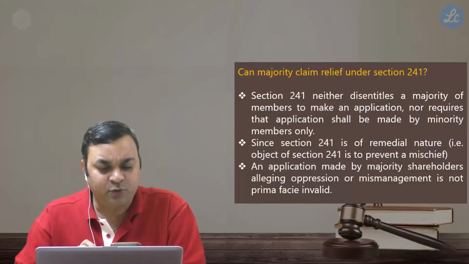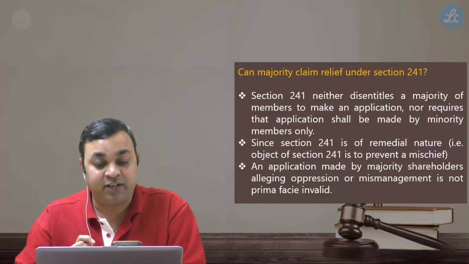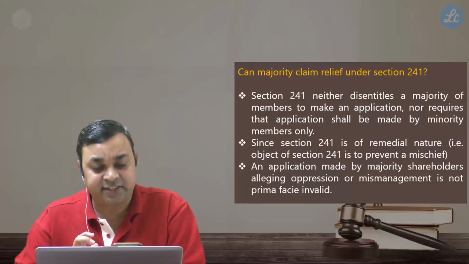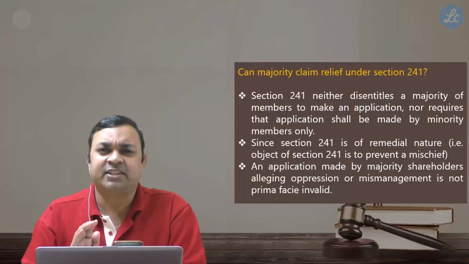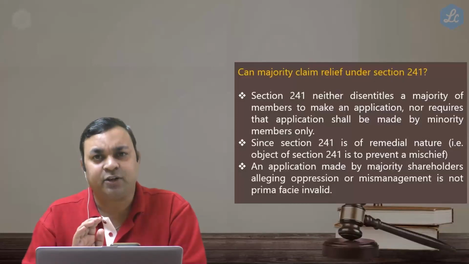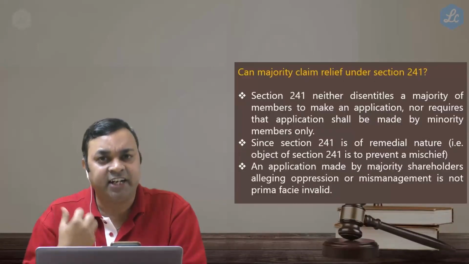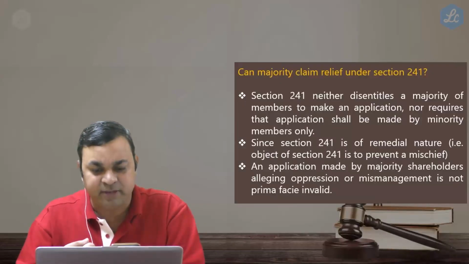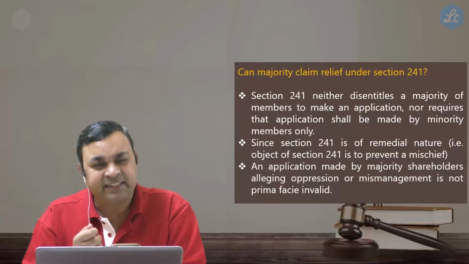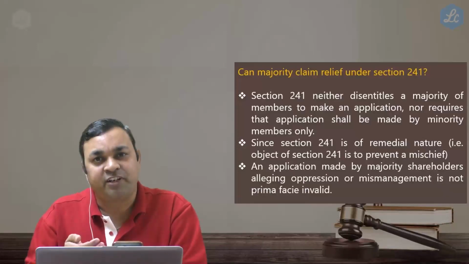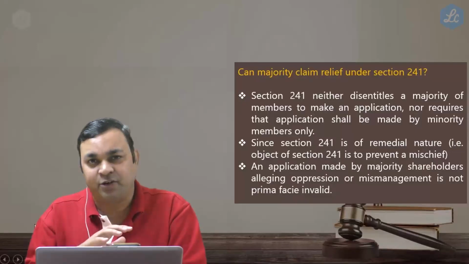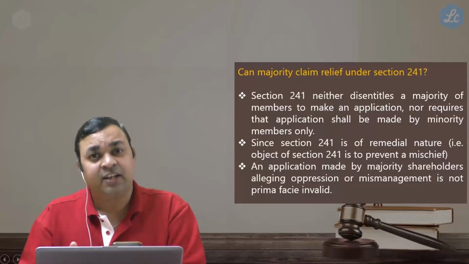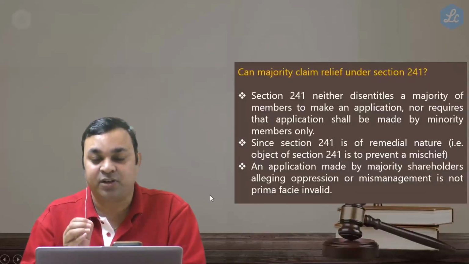Since section 241 is of a remedial nature. Now, remedial nature means the object of section 241 is to prevent mischief. And what is mischief? Mischief is a wrongful act of any person to gain an advantage over the other, right? So this is the meaning of mischief. The basic intention for the introduction of 241 is to prevent mischief. That mischief can be done by a minority member, and it can be done by a majority member. So we can conclude that the section 241 remedy is available to a majority member also.